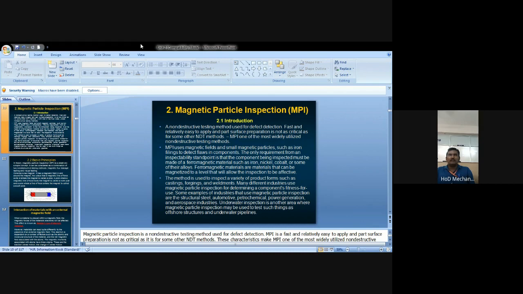Because under the surface of the water, some other methods like eddy current or liquid penetrant testing and some other NDT methods are not able to be used. In magnetic particle inspection, we can use it in any type of environment. So the MPI method is used for underwater pipelines and offshore structures.